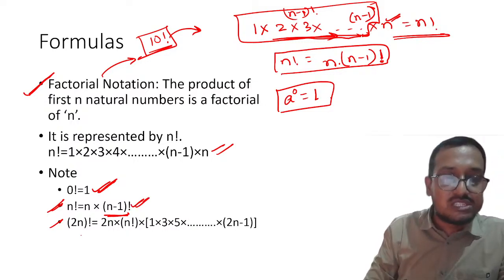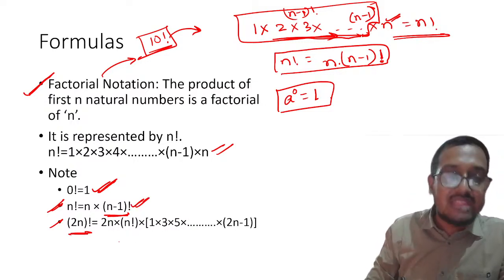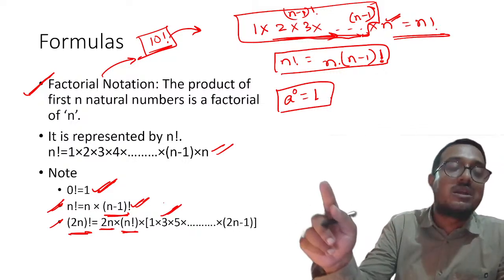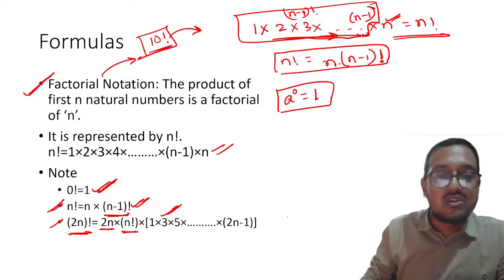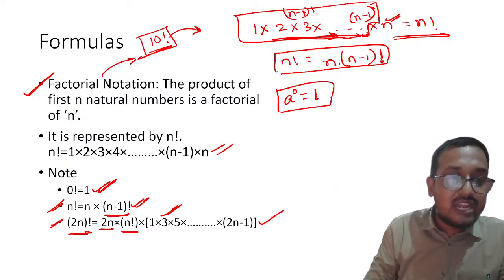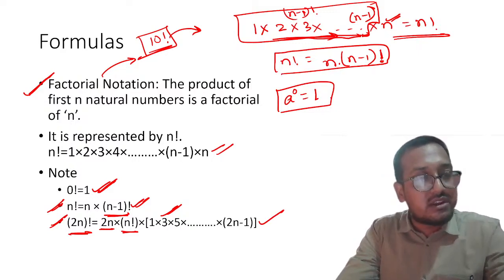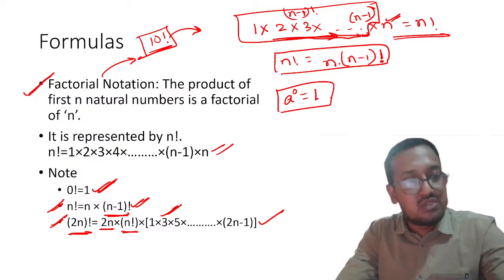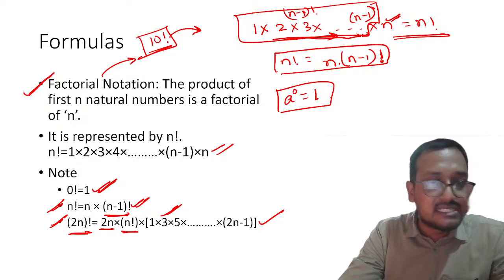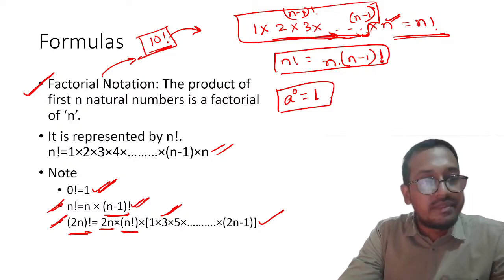2n factorial. Suppose this is the thing which has been given to you. In that case, what you can do is 2n multiplied by n factorial multiplied by all the odd numbers. So this kind of operation can also be done. Please note it down, because these are extremely important and good formulas which can be utilized. Understood this formula? Understood everything till here?